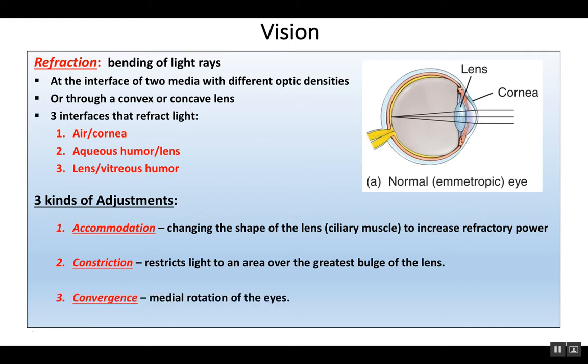The third adjustment is convergence of the eyes. Our eyes can medially rotate. So that allows us to put both eyes on a single object. So if you think about looking at an object, for example, close to your face, your eyes will move medially so that object will hit both maculas and we can have proper imagery.